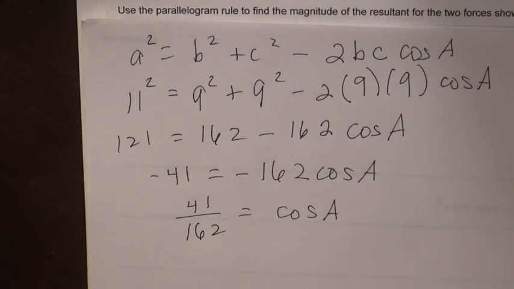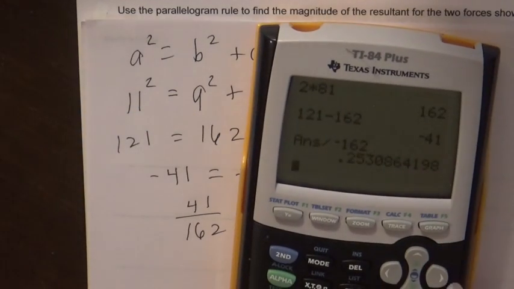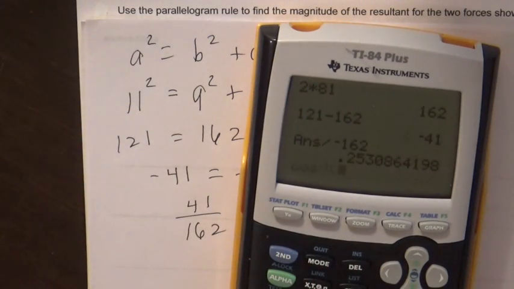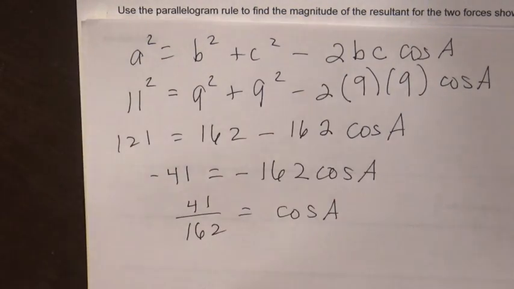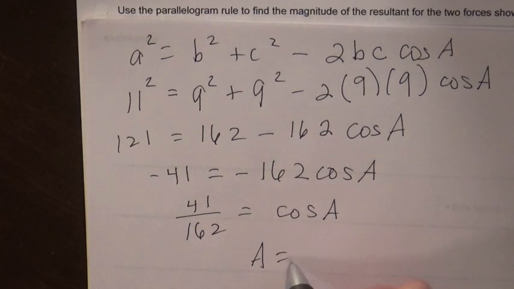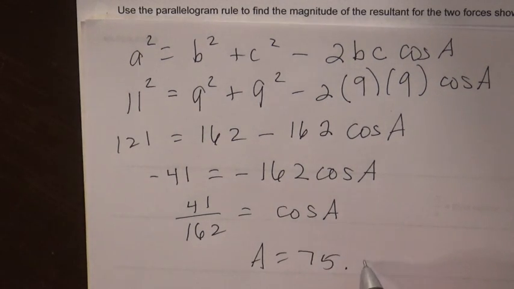Now I need to take the inverse cosine of this result. Typing it straight into the calculator, I'm going to press second cosine to get my inverse function, and then put in 41 over 162, close parentheses. I'm getting 75.3 for A. They said round to the nearest tenth. So we've got 75.3 that goes in for A.